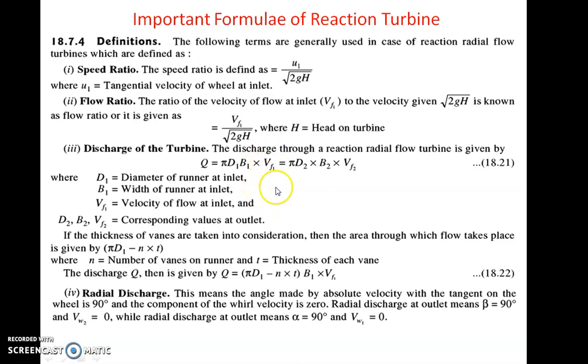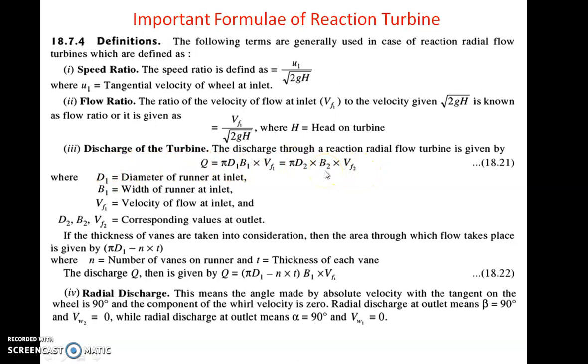In case of reaction turbine, the water enters radially into the runner. So when water is coming to the inlet of the runner vanes, there is an area of pi d1 b1 into Vf1, and by continuity equation it is equal to pi d2 b2 Vf2. So this is the formula for discharge that you have to remember.